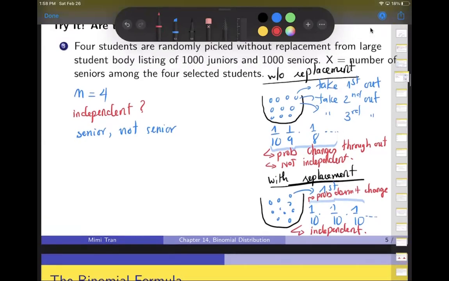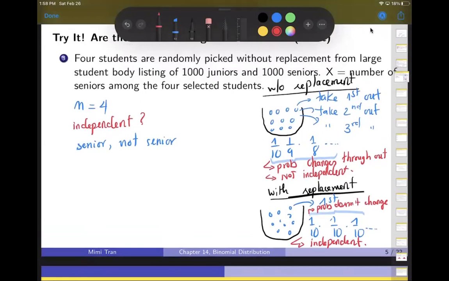So what do you think? Now that you know that without replacement, it is not independent, and with replacement, it is independent, let's get back to our problem. 4 students, and you have a large sample size, which is 1,000 juniors and 1,000 seniors. You want to pick 4 out of those 2,000. Now, what do you think? Is it without replacement or with replacement here? No, right? This is without replacement. So certainly it is not independent, right?